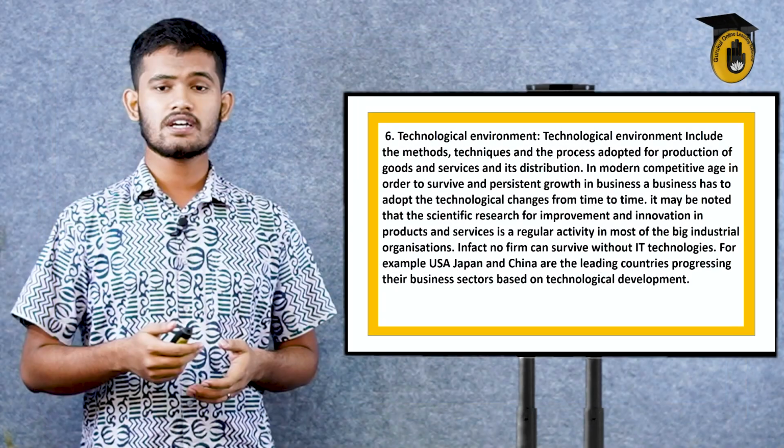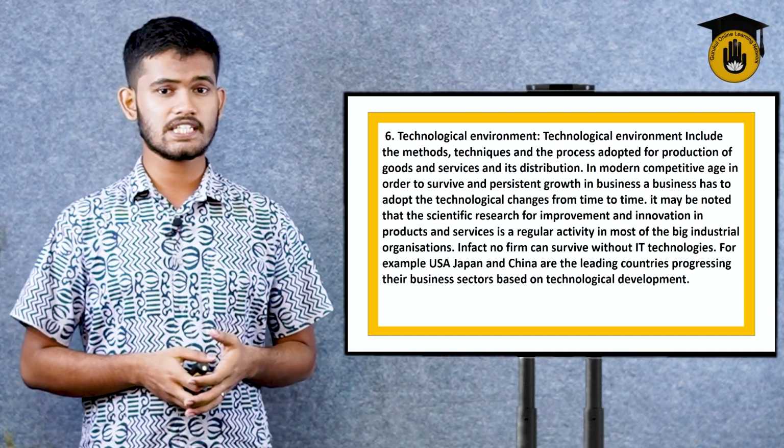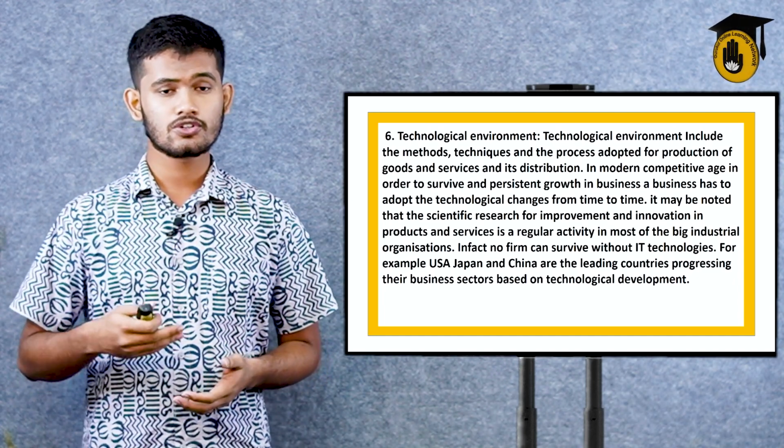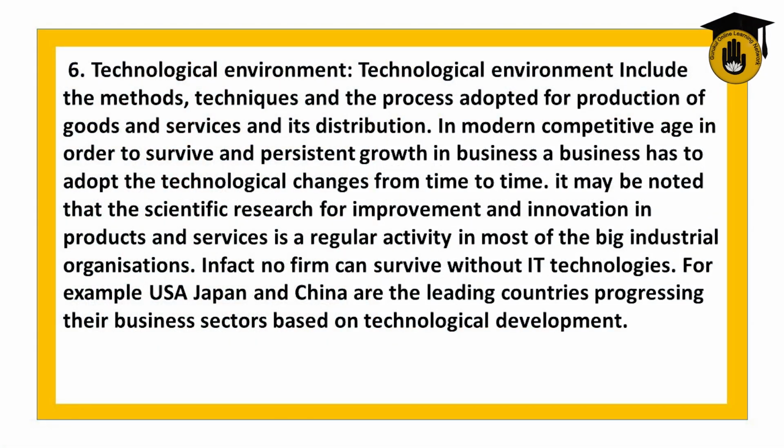Technological environment. Technological environment includes the methods and techniques of the process adopted for the production of goods and services and their distribution. For example, in ancient times when there was no technology around, people had to walk on foot and tell everyone about their business, that they're starting a new business, that you should come and participate or purchase from us. Any kind of activity related to business, they had to go through people. There was no modernization or technological advancement. But in the modern competitive age, in order to survive and grow persistently, a business has to adopt technological changes from time to time.